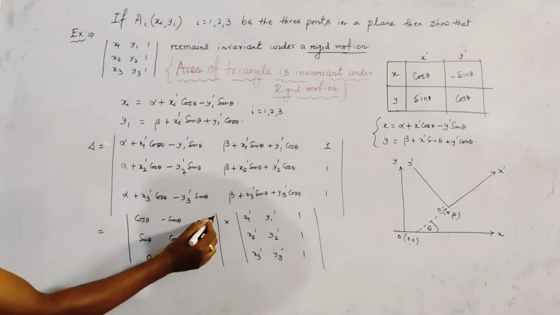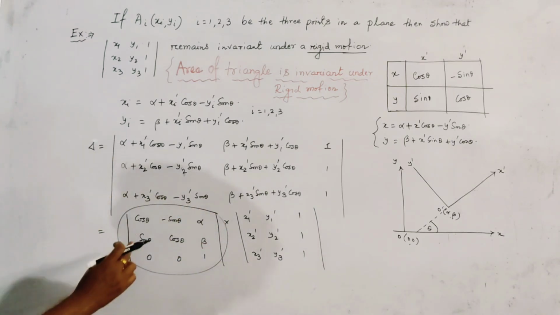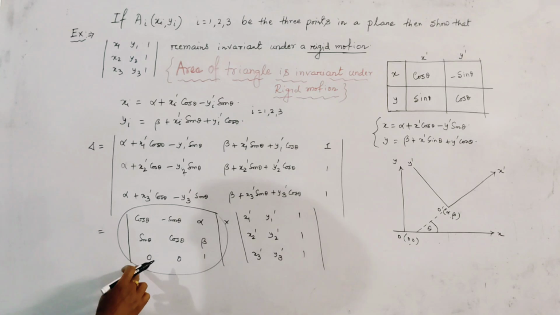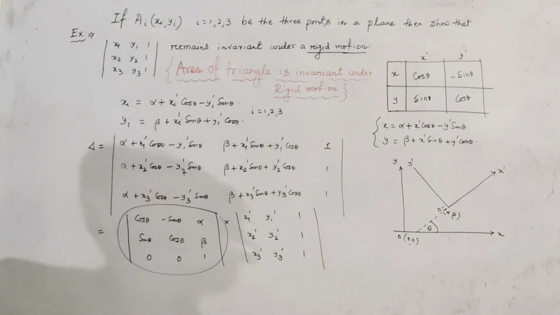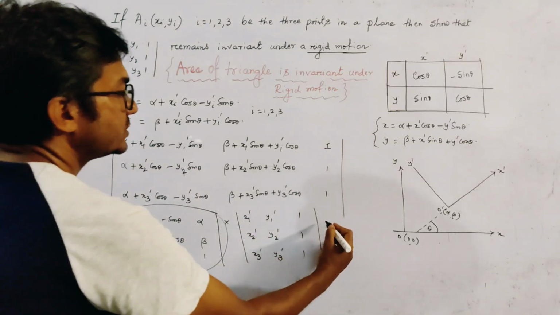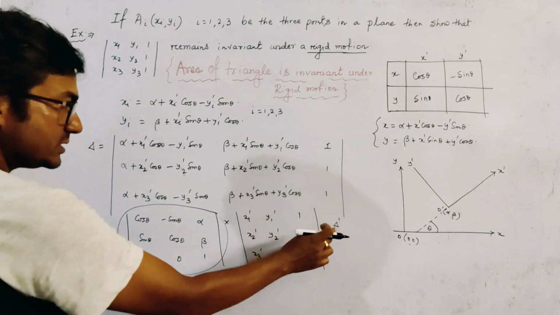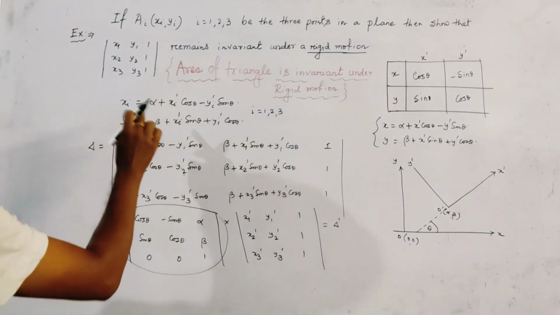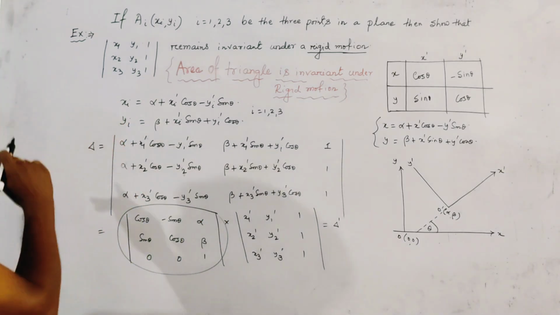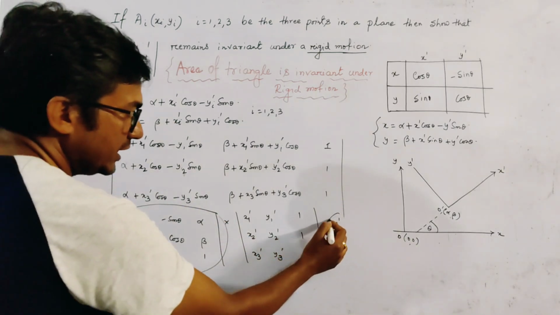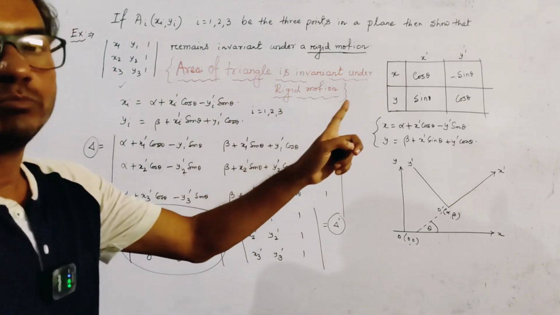And clearly the value of this determinant is obviously equal to 1, because if we expand this determinant with respect to the last row, then this is 1 into cos square theta plus sin square theta. So this is 1 and this is obviously delta dash, where delta dash is equal to this determinant but in the dash system or in the new coordinate system. So we say that delta is equal to delta dash. That is, this determinant is invariant under rigid motion.